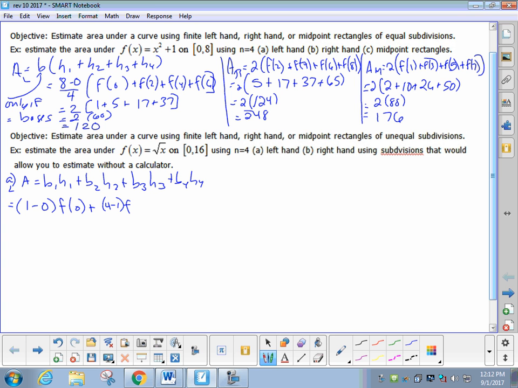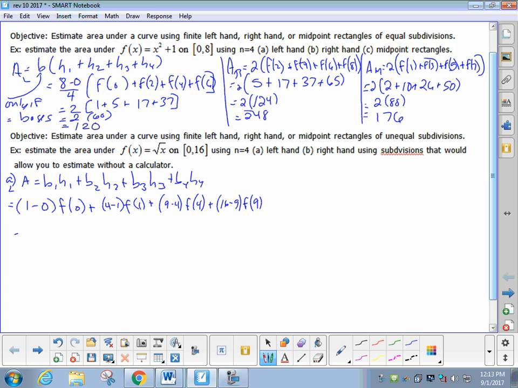That region is from 1 to 4. Once you start to know where to look, it's really easy. It's from 1 to 4, so what's the left-hand region? F of 1. Okay. The next base is from 4 to 9, so it'll be 5 wide, and F at 4, and the last base is from 9 to 16, and we'll use F at 9.